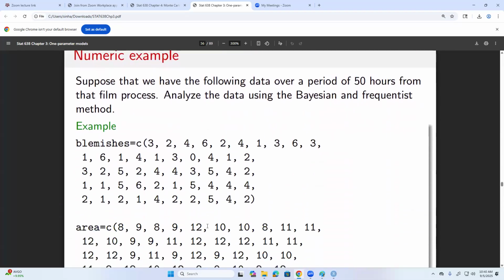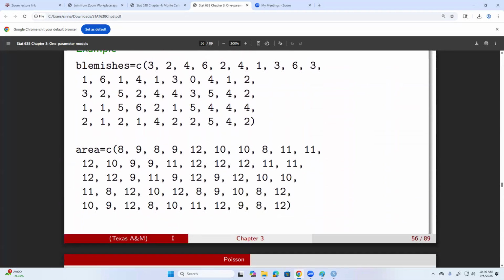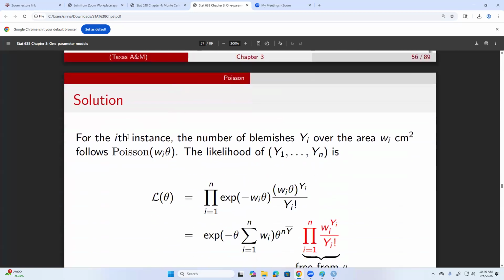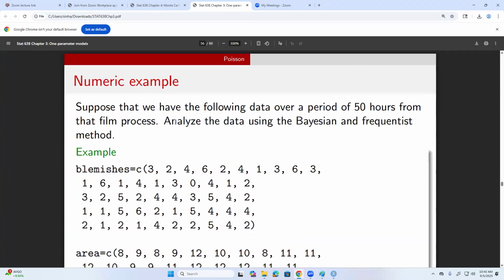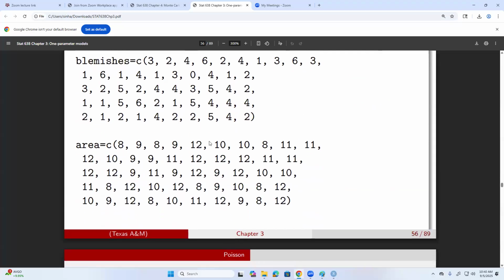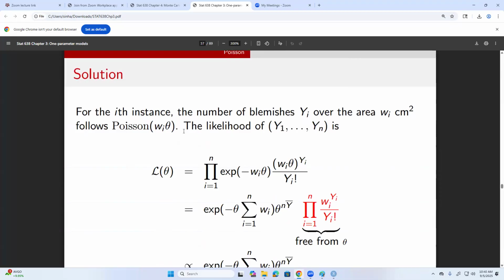So this is blemishes and the area. For the ith instance, the number of blemishes y_i over the area w_i follows a Poisson distribution with parameter w_i theta. This is the solution. Now, what are the solutions? First, I said analyze the data using the Bayesian and the classical method. So first, we'll obtain the classical point estimate.